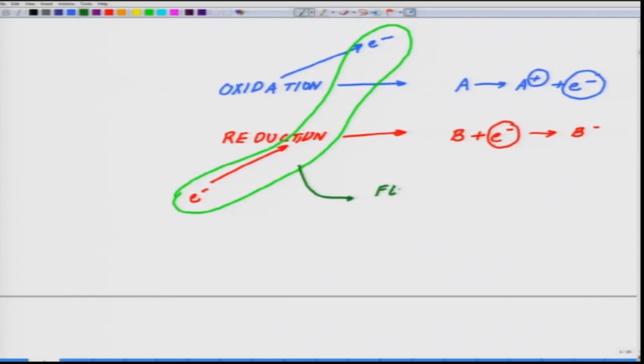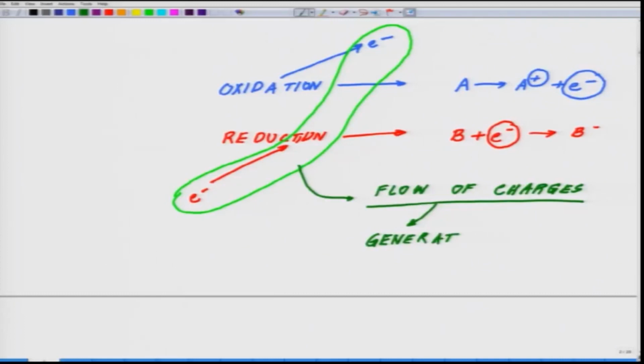just follow my highlight, is flow of charges. So, in other words, this oxidation and reduction leads to flow of charges, which leads to generation of current. Generation of electricity, or current electricity.